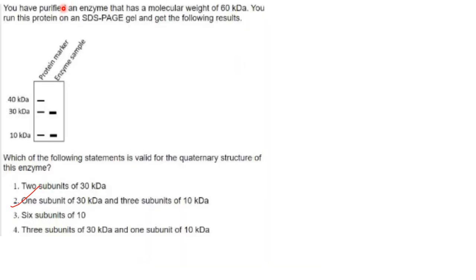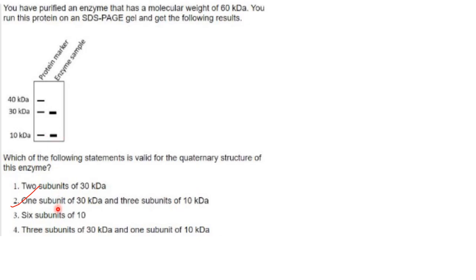Next one. You have purified an enzyme that has molecular weight of 60 kDa. So the molecular weight of the enzyme is 60 kDa. You run this protein on an SDS page gel and get the following results. Which of the following statement is valid for the quaternary structure of this enzyme? 2 subunits of 30 kDa. If that was the case, you would have got only a single band because 30 kDa will come over here, but since you got 2 bands, that is one at 30 kDa and one at 10 kDa.